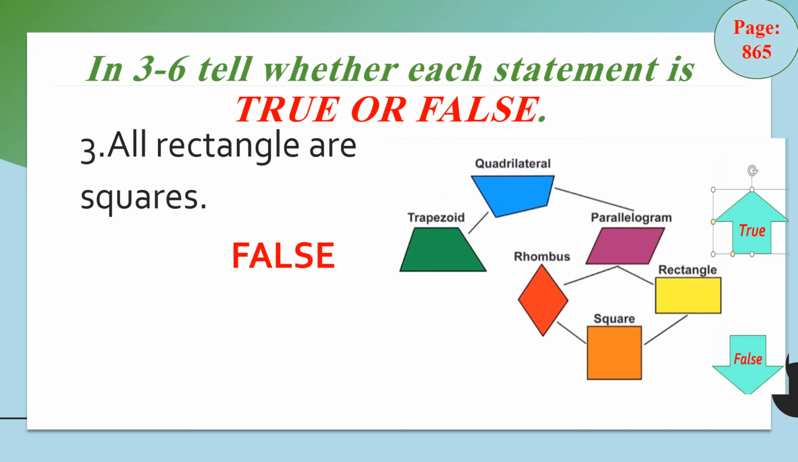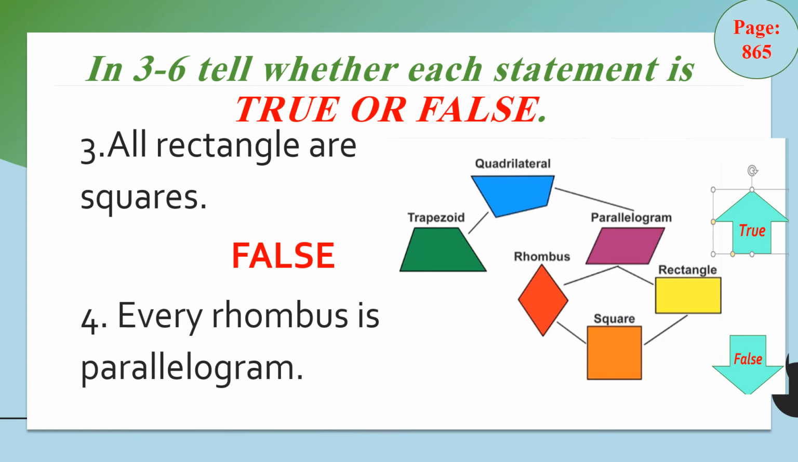Now, next question. Every rhombus is a parallelogram. Now see the relationship. Rhombus and parallelogram. Are we moving upwards or downwards? Yes, you're right. We are moving upwards. So will it be true or false? True.